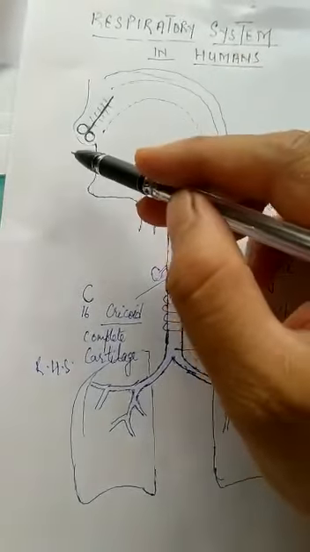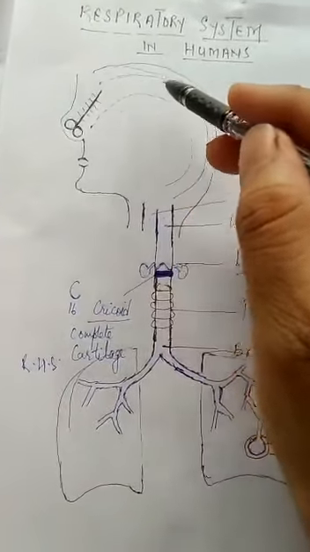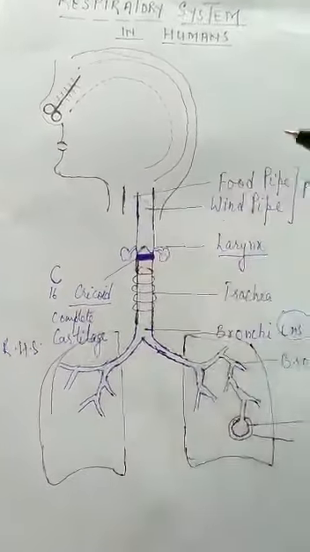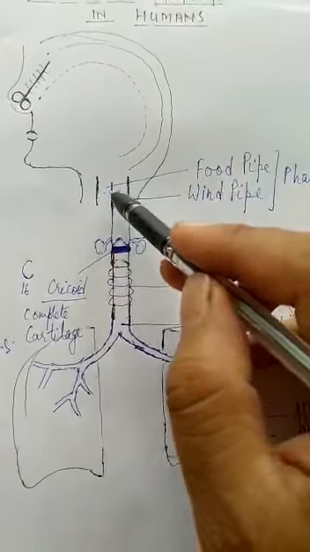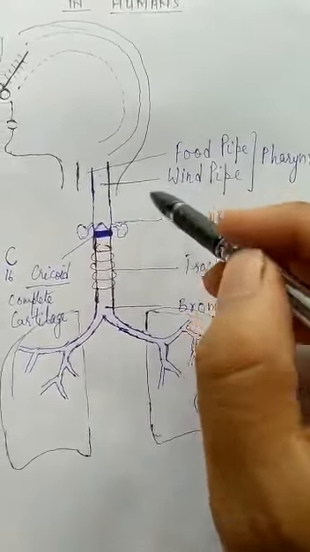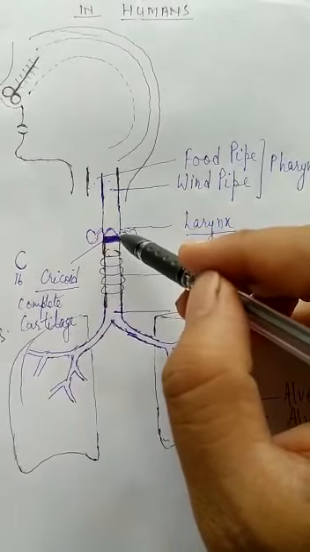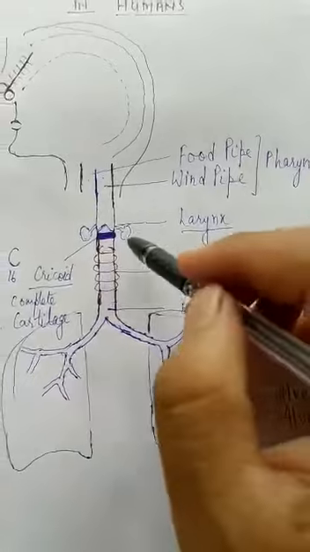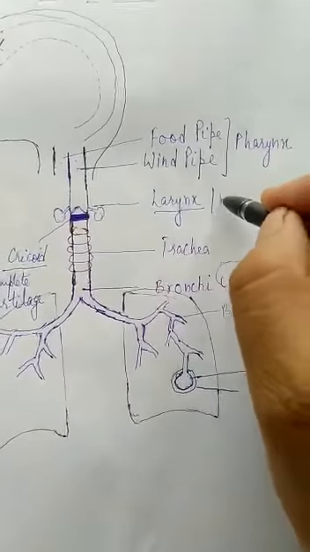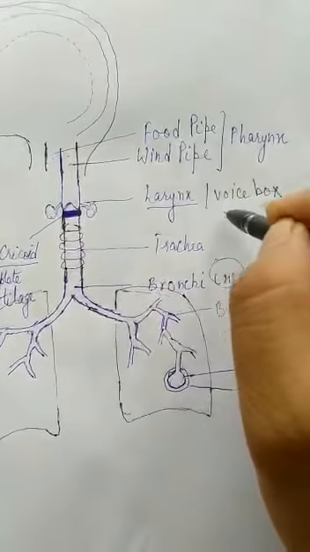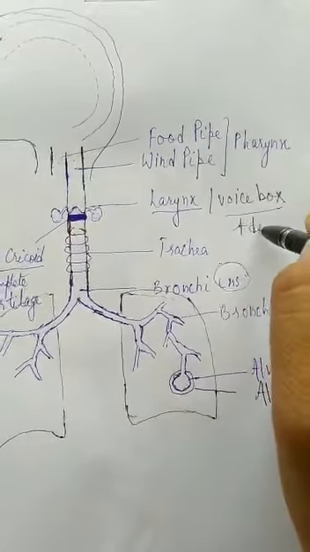See, air enters through the nasal chamber. It reaches the pharynx part. The pharynx consists of two sub parts: one is the food pipe, one is the windpipe. This windpipe later on joins another part that we call the larynx. Larynx is also known as the voice box, or the Adam's apple.